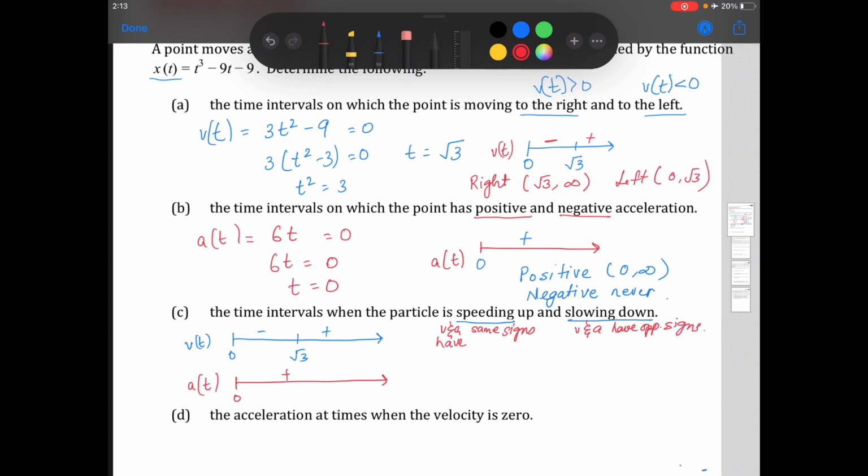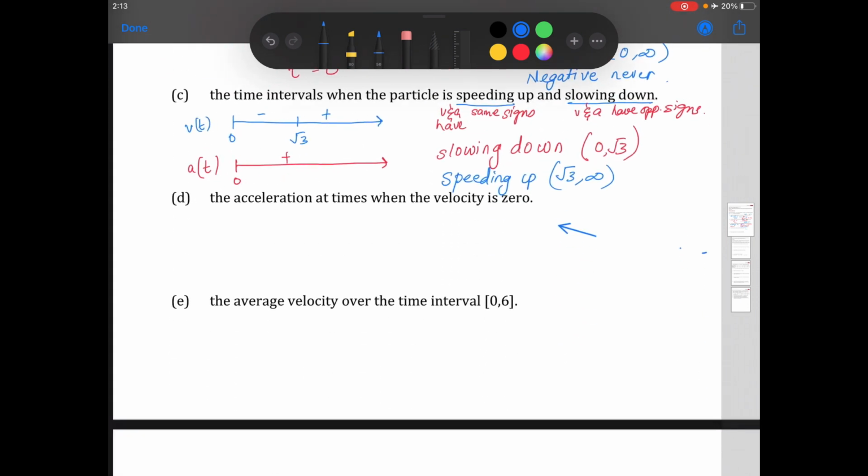So we're comparing here. Now let's go to our number line. If you compare from 0 to rad3, they have opposite signs, so it means what? Slowing down. So it's slowing down from 0 to rad3. And it's speeding up, because if I look after rad3, velocity is positive and acceleration is positive all along. So it is speeding up from rad3 all the way to infinity. Okay.